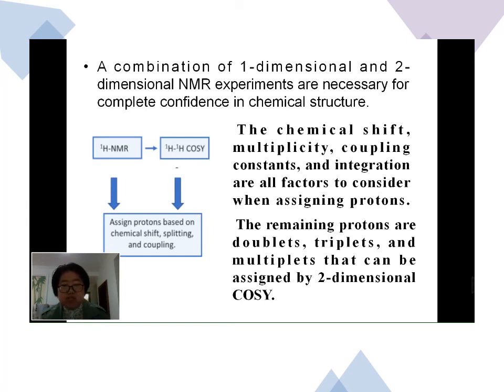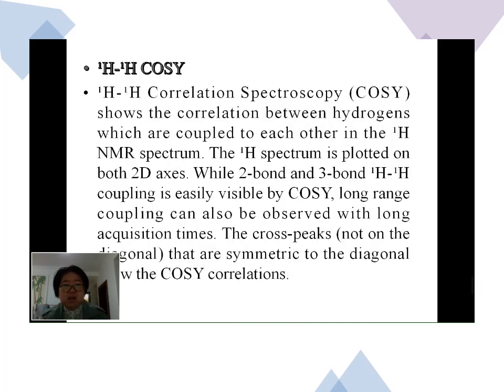The first step in structure characterization is one-dimensional proton NMR. The chemical shift, multiplicity, coupling constant, and integration are all factors to consider when assigning protons. The remaining protons are doublets, triplets, and multiplets that can be assigned by two-dimensional COSY. Correlation spectroscopy shows the correlation between hydrogens which are coupled to each other.